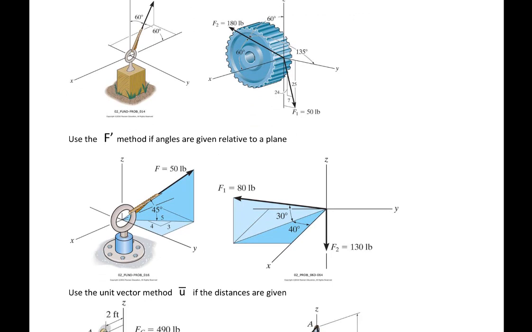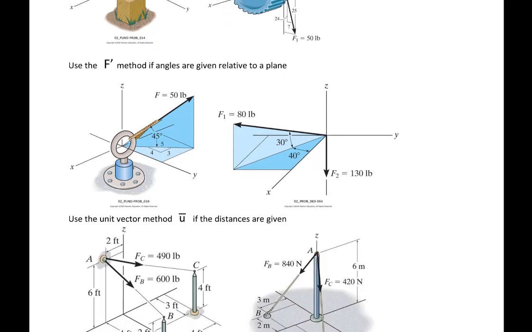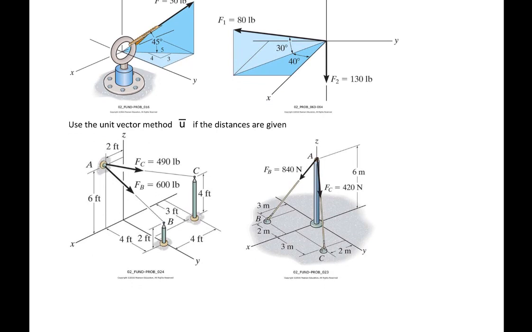If the angle is given relative to a plane, then we can use the F prime method. And if the distances are given, then we're going to use the unit vector method. You can see in these two pictures that there are no angles specified, however there are some distances. So with the unit vector method we can come up with Cartesian descriptions of these forces.